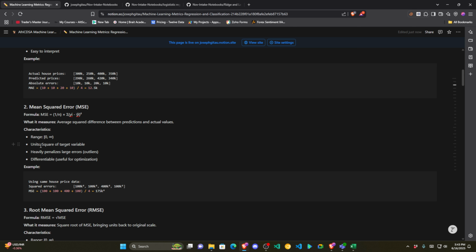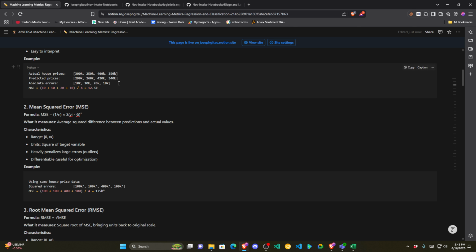Okay, so what is the use of this evaluation metric? It's used mainly to penalize outliers. It heavily penalizes large errors that you have. Then it's differentiable, meaning it's useful for optimization.